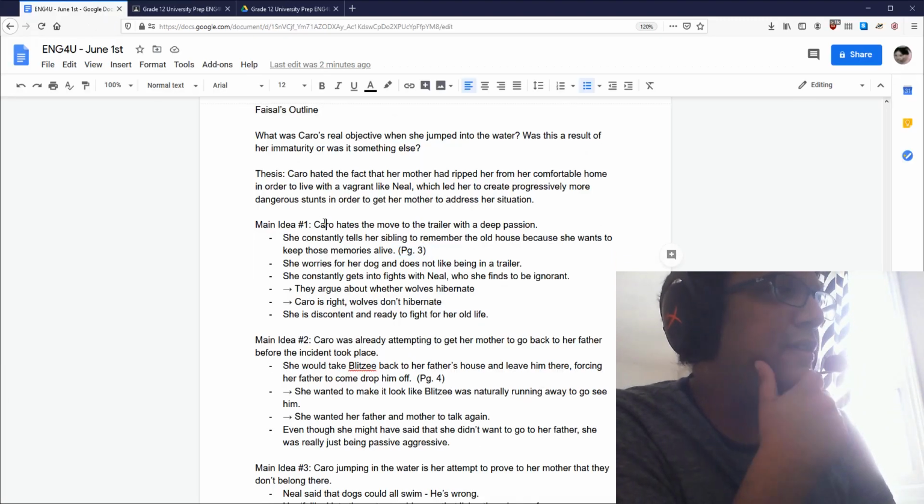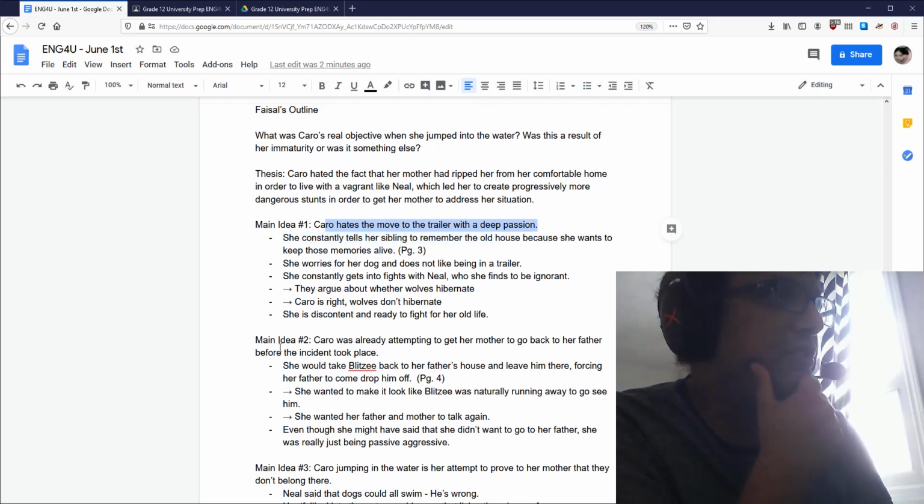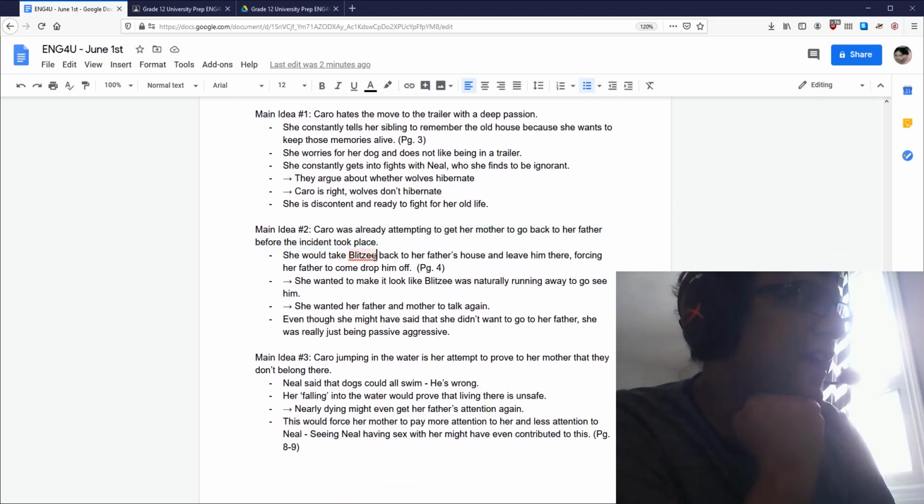So again, I've got 3 main ideas. Kara hates the move to the trailer with a deep passion. Kara was attempting to get her mother to go back to her father before the incident took place, right? And I have my evidence for that.